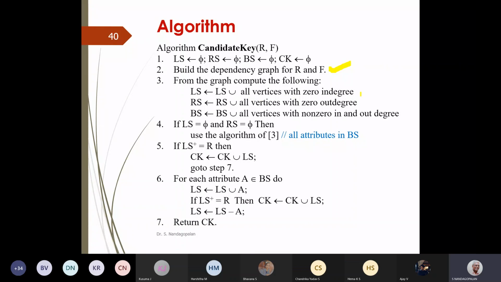All vertices with 0 in degree. That means no incoming edge. So that means only left hand side. They appear only on the left. With 0 out degree, which means right. See, these can all be easily done.